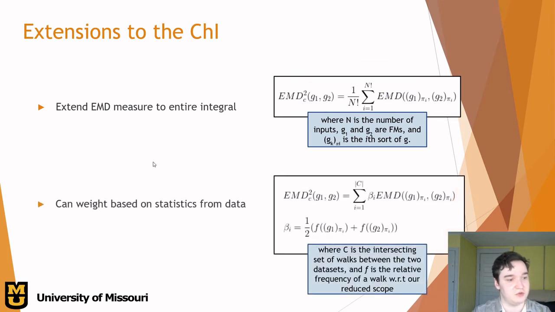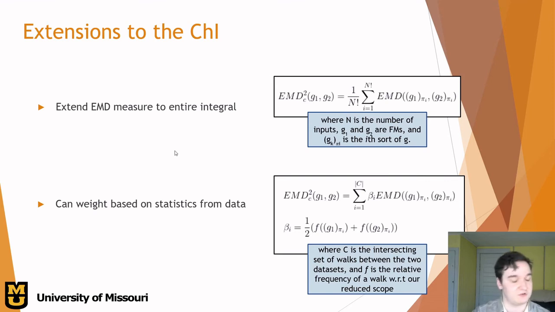Another extension we can do is, because we typically learn these integrals from data, we actually have statistics about which sorts were seen in the training data and which were not. Based on the sorts we've seen, we're more willing to believe those values.